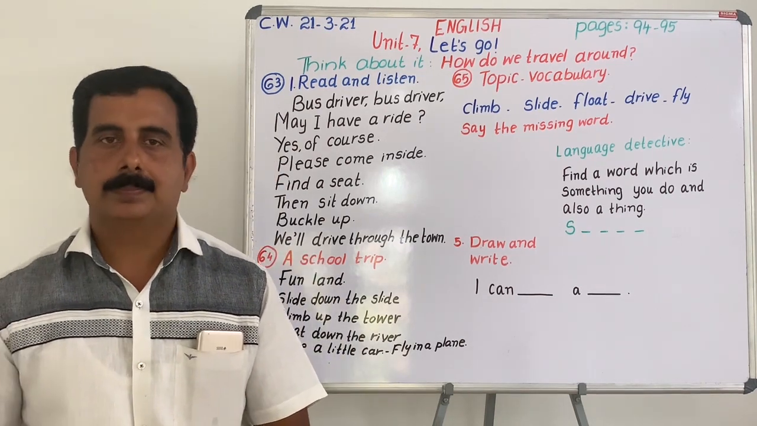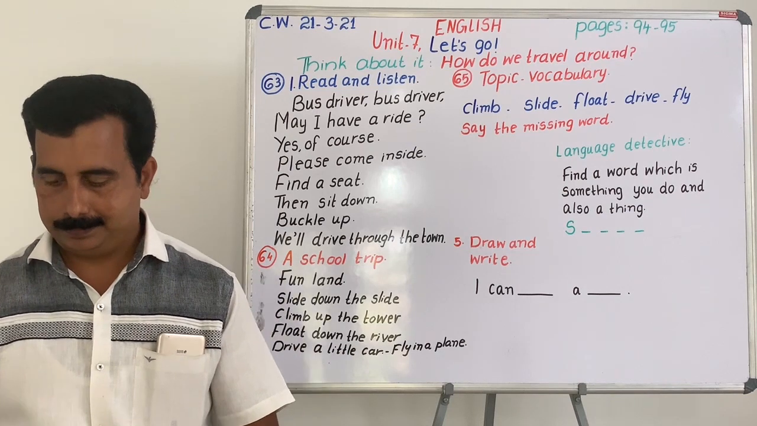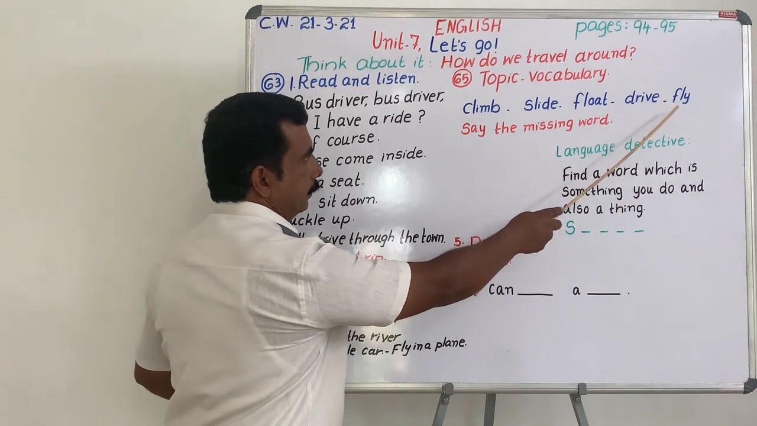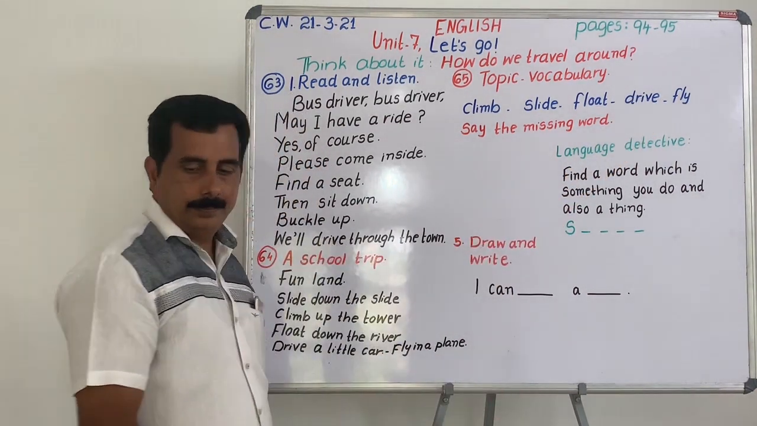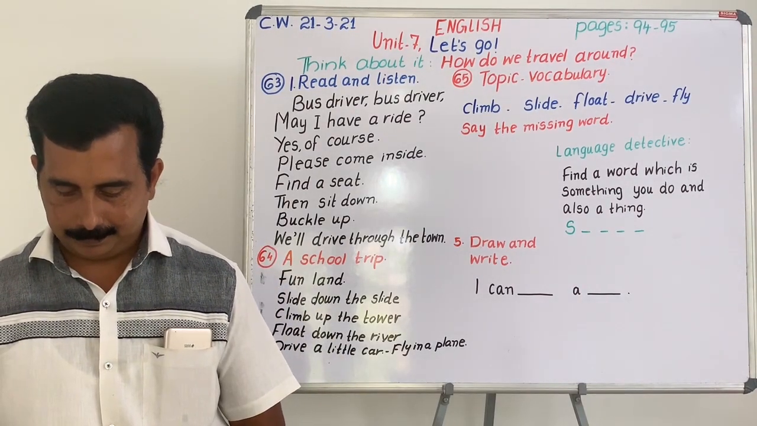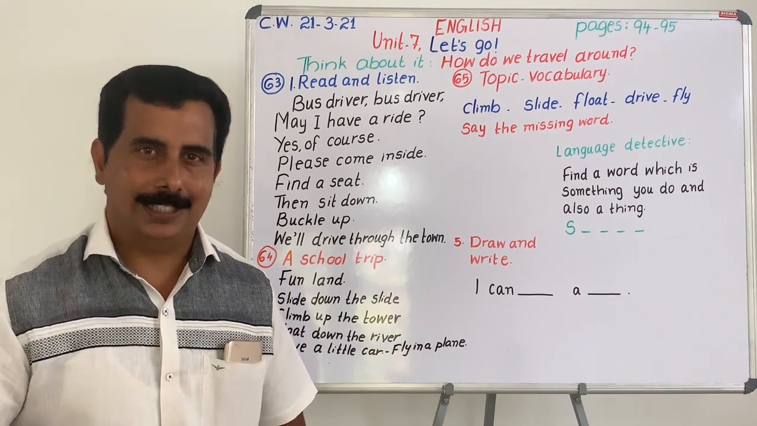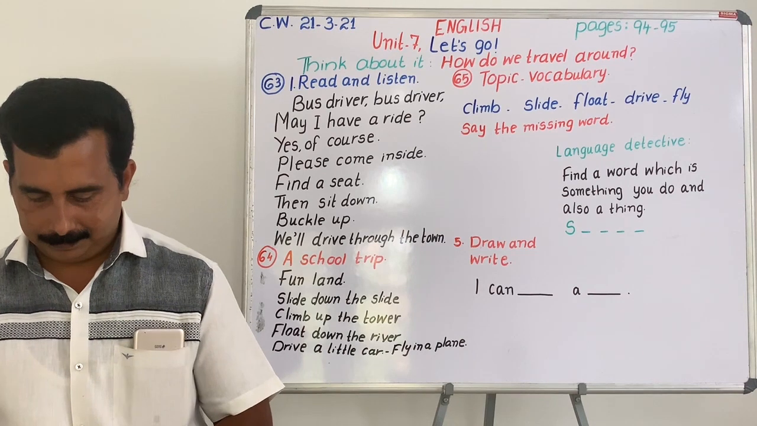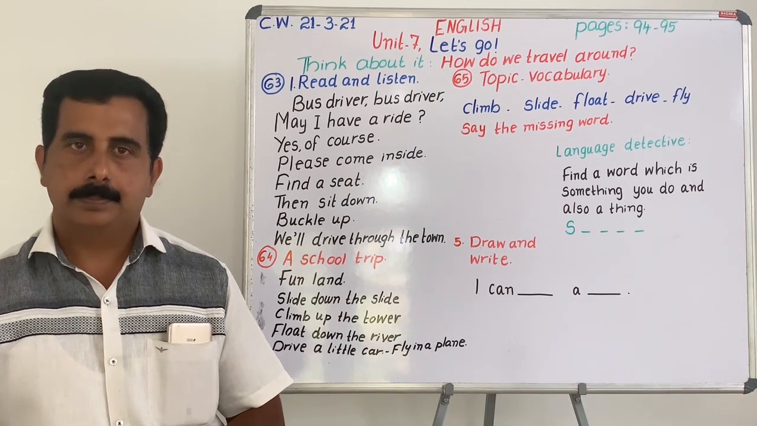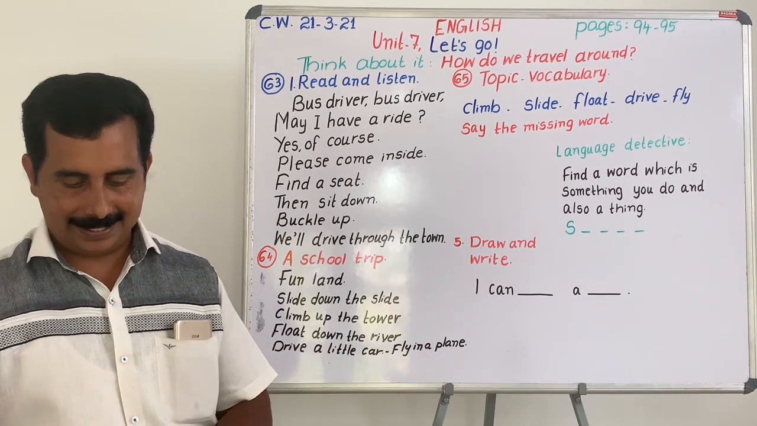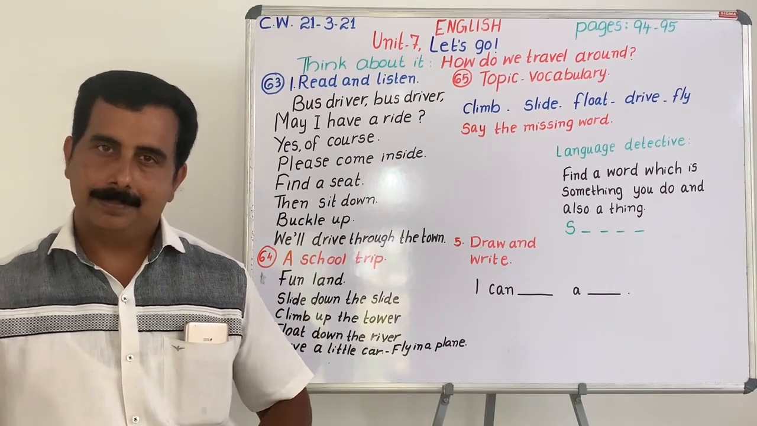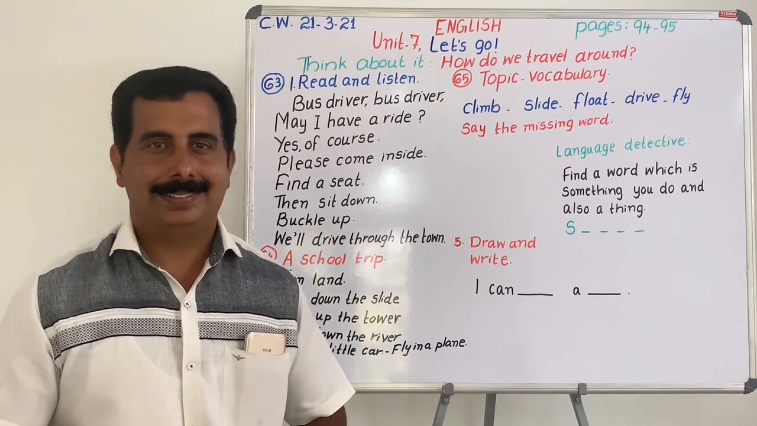Climb. Slide. Float. Drive. Fly. In Funland, what can you climb up? I can climb up the tower. What can you slide down? I can slide down the slide. What can you float down? I can float down the river. What can you drive? I can drive a car. What can you fly in? I can fly in a plane.